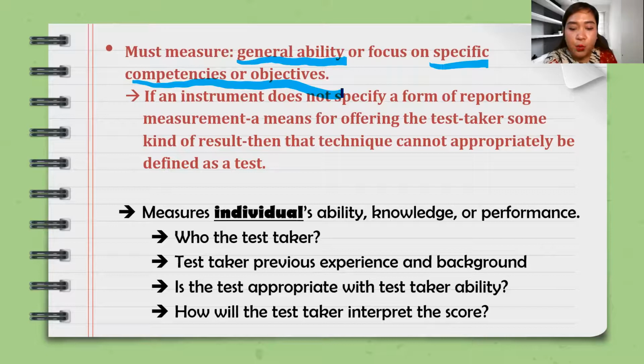The next idea is that a test measures individuals' ability, knowledge, or performance. But before that, we need to clearly understand who the test taker will be. We need to know the test taker's previous experience and background. We need to check if the test is appropriate for the test taker's ability, and how the test taker will later interpret the score. These are some factors that should be dealt with in order to measure individuals' ability, knowledge, and performance.